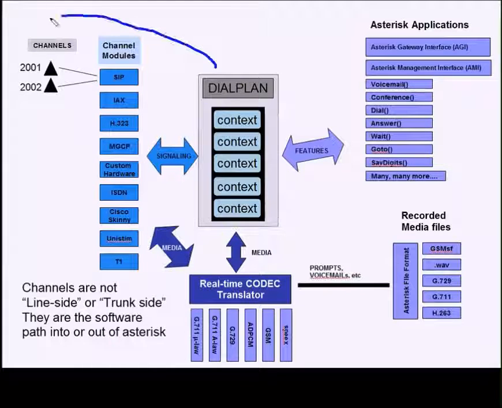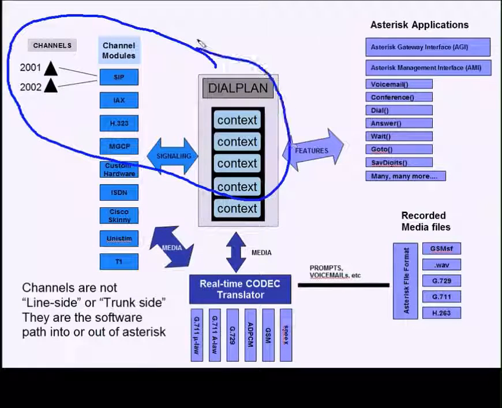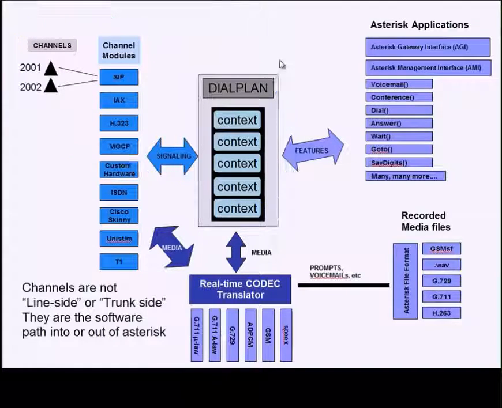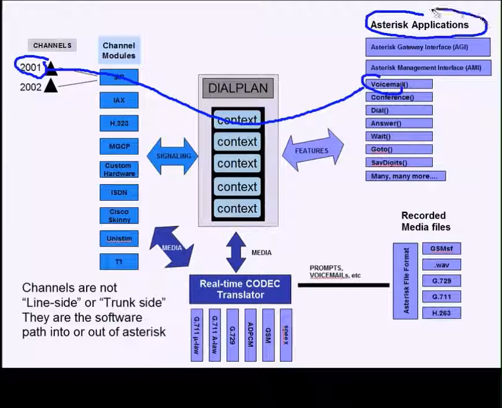Now we are going to restrict our discussion to these components, which I think are the most important to understand Asterisk architecture, but it doesn't necessarily restrict to just routing a call, for instance, to 2002. Maybe the call goes from 2001 to voicemail, in which case we would go to an Asterisk application.